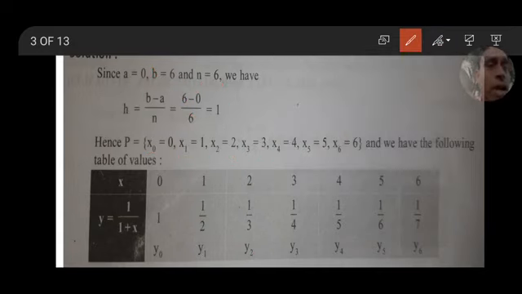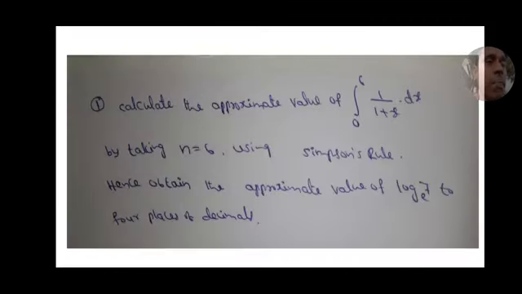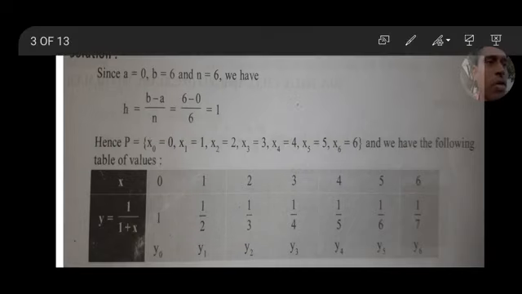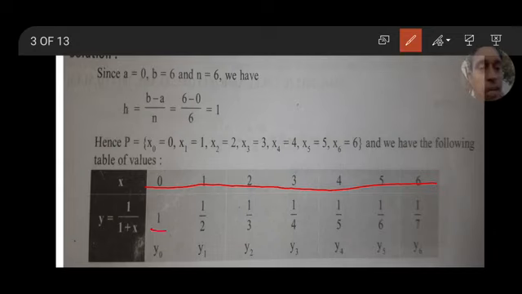For these x values we have to find the y values. What is the y here? 1 by 1 plus x. You have to find the values. The x values are 0 1 2 3 4 5 6. At x equal to 0, 1 by 1 we get 1, then 1 by 2, 1 by 3, 1 by 4, 1 by 5, 1 by 6, 1 by 7. At x equal to 6, the y value is 1 by 7.